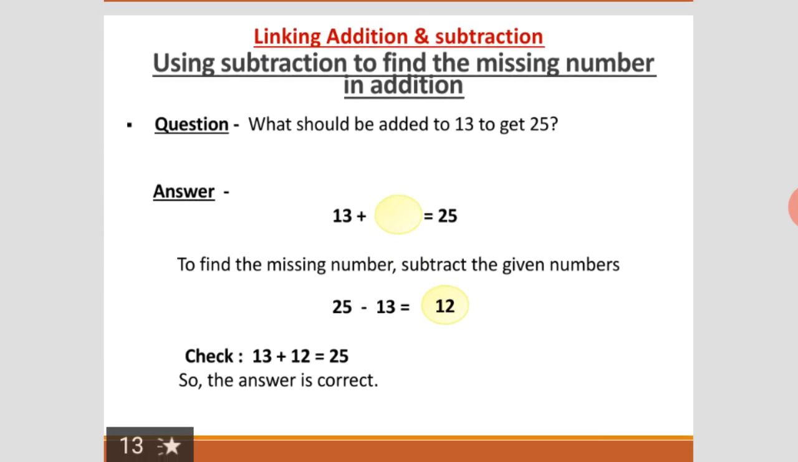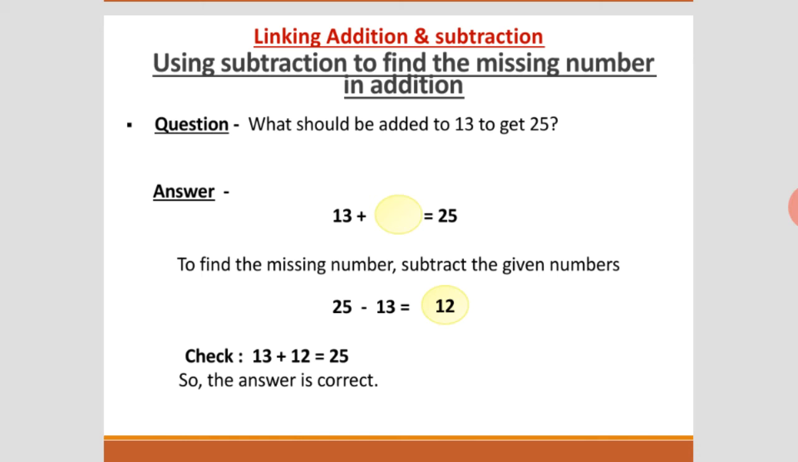Now let's go for the next, linking addition and subtraction. For the subtopic, using subtraction to find the missing number in addition. Here we have a question. The question is, what should be added to 13 to get 25? 13 plus unknown is equal to 25. Here, counting how many we need to get to the sum. We start counting at 13 and go up to 25. So we need 12 to get to 25.